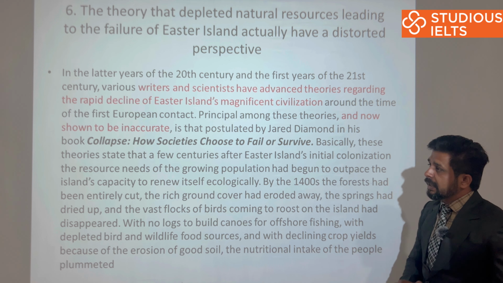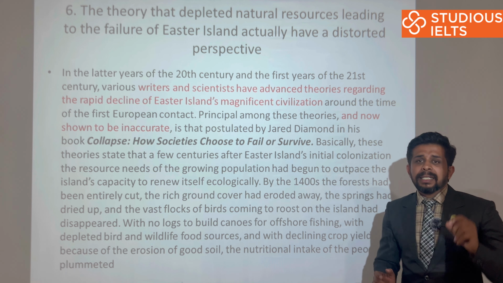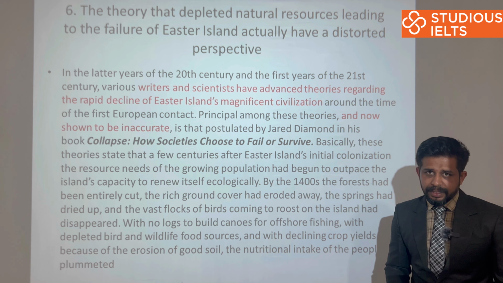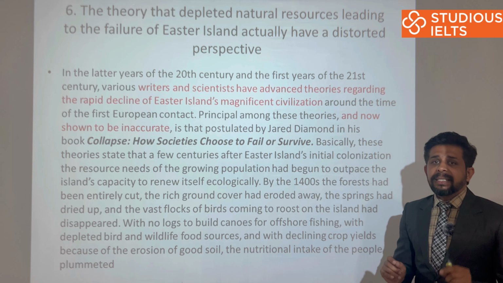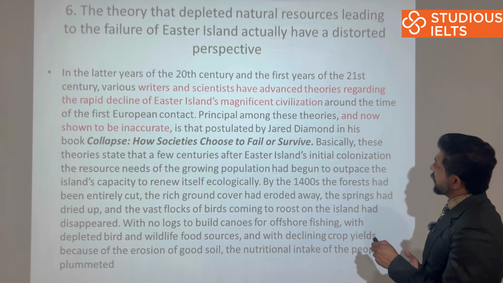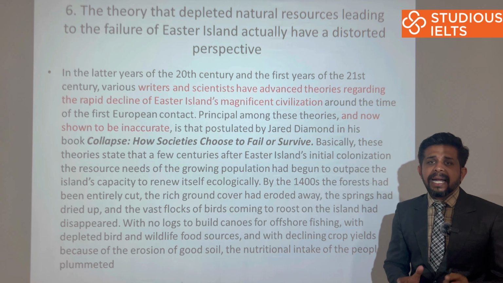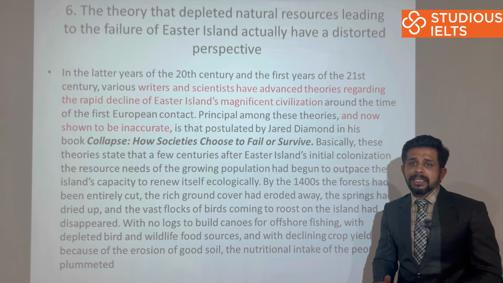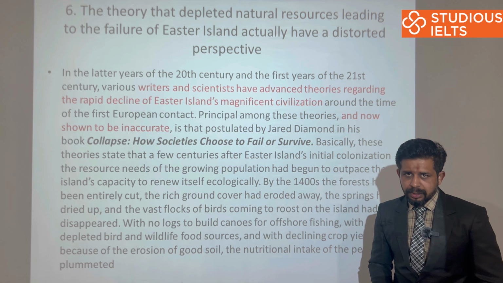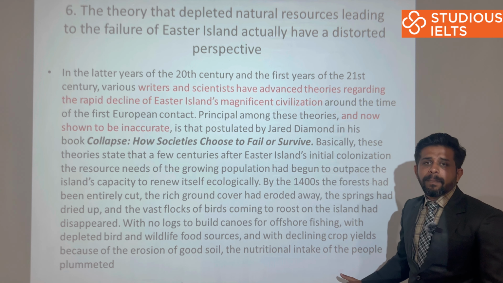One, there was a theory. The theory was about the depletion of natural resources, and the depletion further led to the failure of Easter Island. But what was the nature of that theory? Further, they say it has a distorted perspective. This theory had a distorted perspective, meaning it did not have a valid basis to be proved. So let's find all these factors in our paragraph, right?